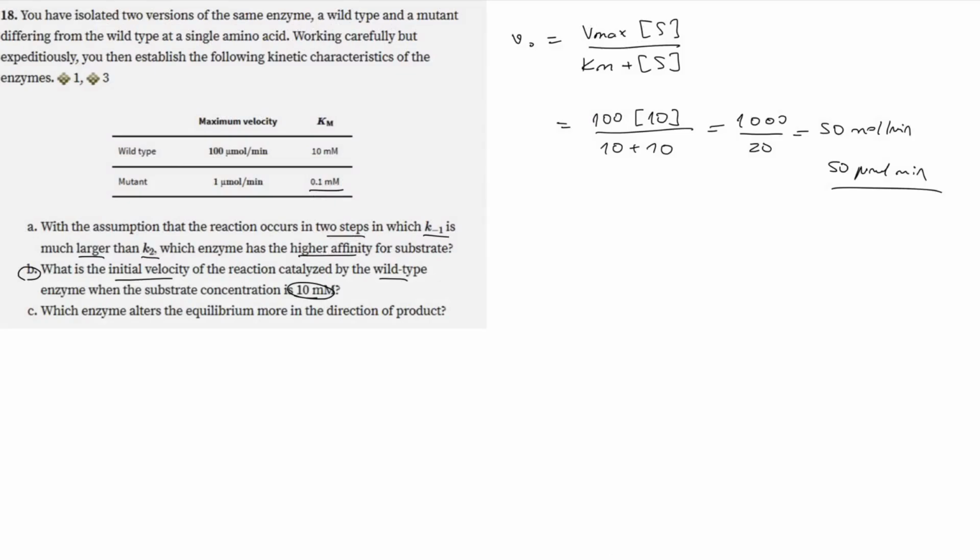And now the last part, which enzyme alters the equilibrium more in the direction of product? So we know for a fact that enzymes do not change equilibrium. They only speed up the rate of reaching equilibrium. And even though the mutant has a higher affinity and lower Vmax, the position of equilibrium remains the same because free energy change is not affected by the enzymes. So neither enzyme changes the equilibrium position. Enzymes affect reaction rates, not equilibrium.